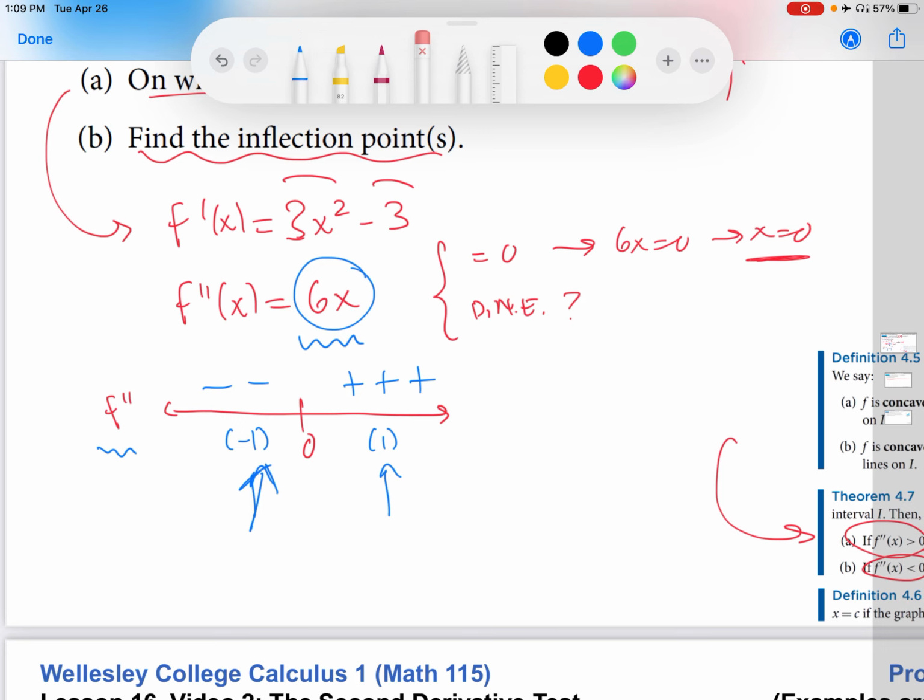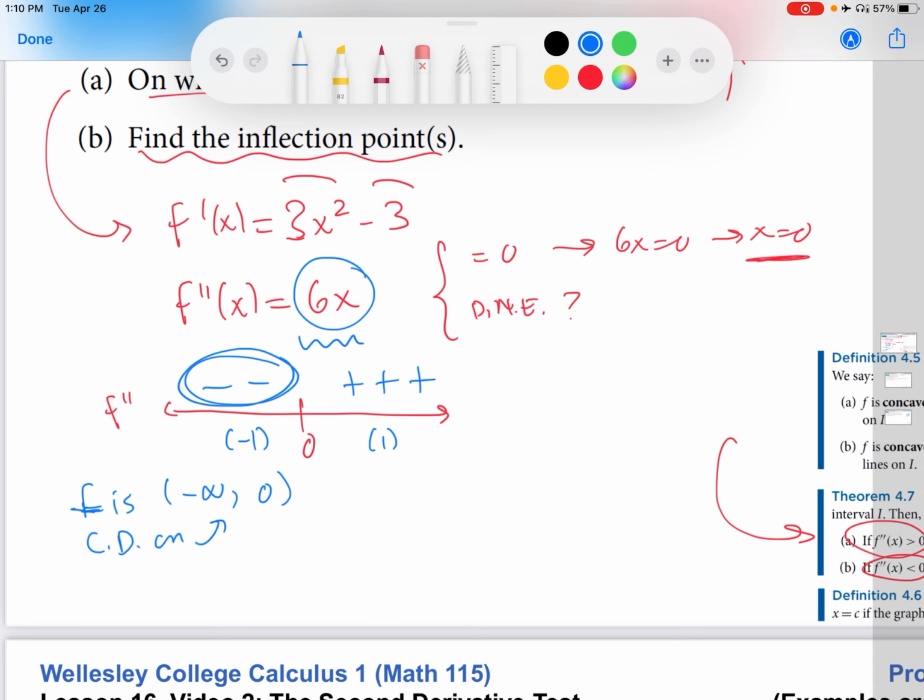And then based off of the concavity test, I can conclude that on the interval minus infinity to 0, because the second derivative is negative, the function is concave down. F is concave down on this interval. And then a similar thing over here. On the interval 0 to infinity, because the second derivative is positive, the function is concave up. So f is concave up on this interval. Okay, so I have done the concavity part.